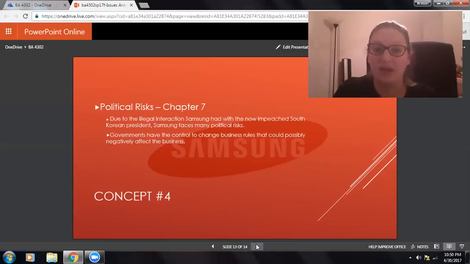Now the chairman of Samsung and also the CEO are being investigated as well. So now that the South Korean president is impeached, the South Korean government does have a judgment towards Samsung. So when it becomes political, they'll have the downfall.